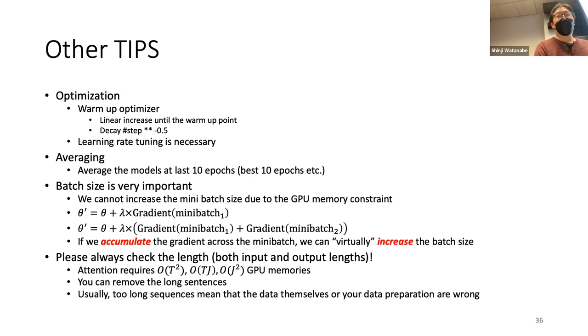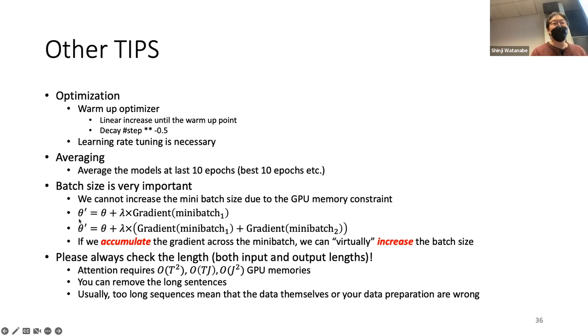And another important part is batch size. Compared with the LSTM-based approaches, in the transformer, batch size should be very large, very, very large. And then there is an often question. To make the batch size larger, we have to use a very large GPU memory, right? But our GPU memory is limited, so we cannot increase it. However, there is a way to virtually increase the batch size. This is called the gradient accumulation technique.